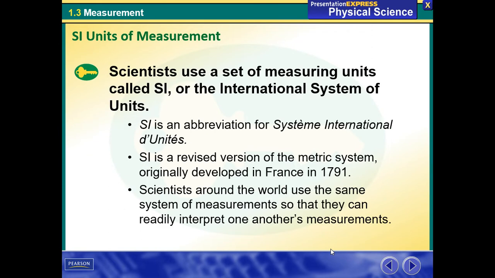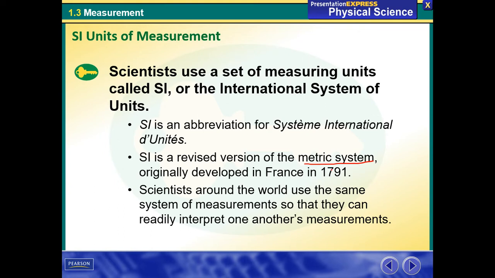To answer that, scientists use a set of measuring units called SI units. Now, SI comes from the French term and stands for International System of Units. It's actually the revised version of your metric system. So if you hear us say metric, it means the same thing as SI. It was originally developed in France in 1791.